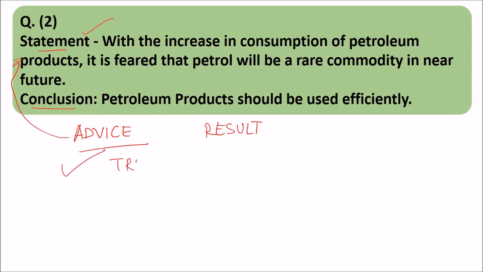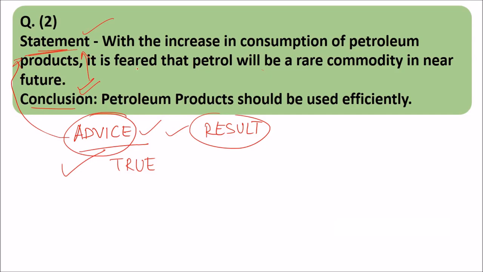The conclusion is always true, okay? So remember, whenever we have an advice or a result in the conclusion, it will always be true, okay? But please remember that the advice or the result should be related to the statement. This is the primary thing. The conclusion which is given should always be related to the statement.